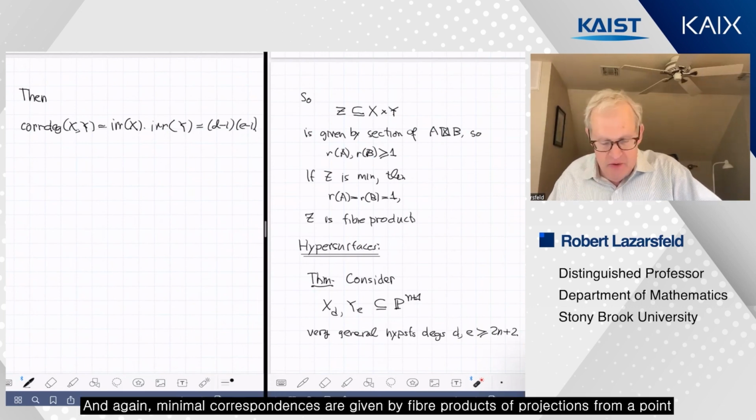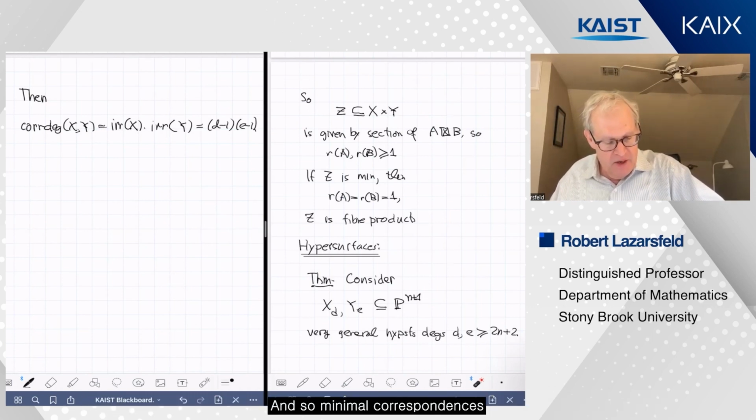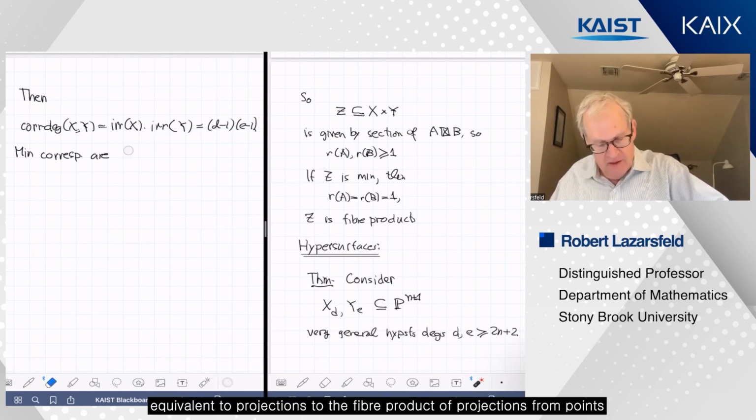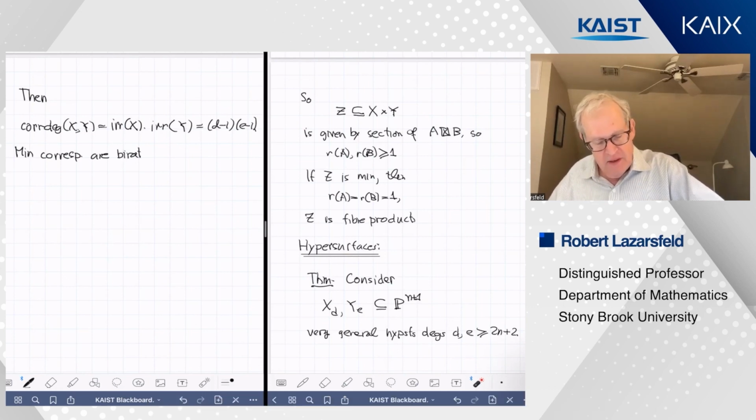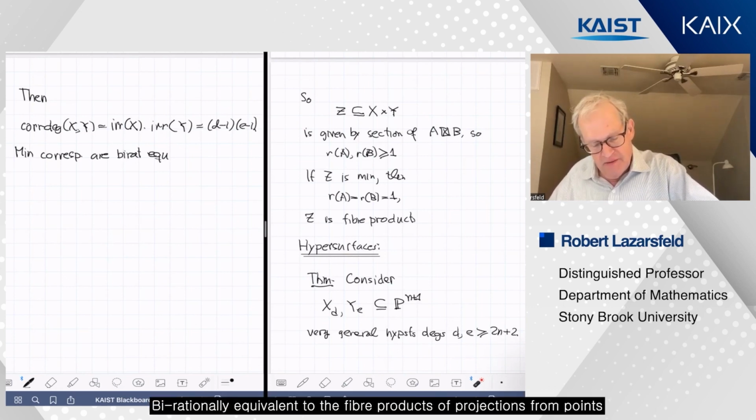And again, minimal correspondences are birationally equivalent to the fiber product of projections from points.